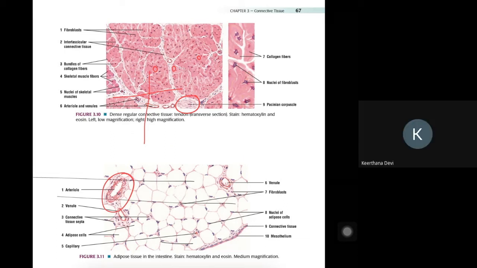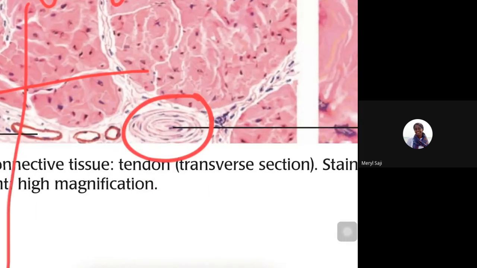On the left side, we see fibroblasts, interfascicular connective tissue, bundles of collagen fibers, skeletal muscle fibers, and nuclei of skeletal muscles, and finally arterioles and venules. On the right side in high magnification, we see collagen fibers and nuclei of fibroblasts, and they have also marked a Pacinian corpuscle from the low magnification. Pacinian corpuscle is nothing but neural tissue which will have a cut onion appearance. Go to the high power, all will have wavy nuclei.